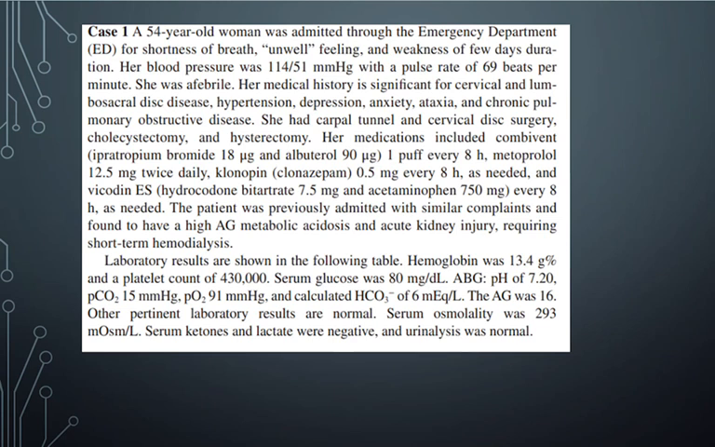Hemoglobin is 13.4. The glucose was 80. Blood gas shows a pH of 7.2, PCO2 is 15, PO2 is 91, and the calculated bicarbonate is 6. The anion gap was 16, the serum osmolality was 293, the serum ketones and lactate were negative, and the urinalysis was normal.